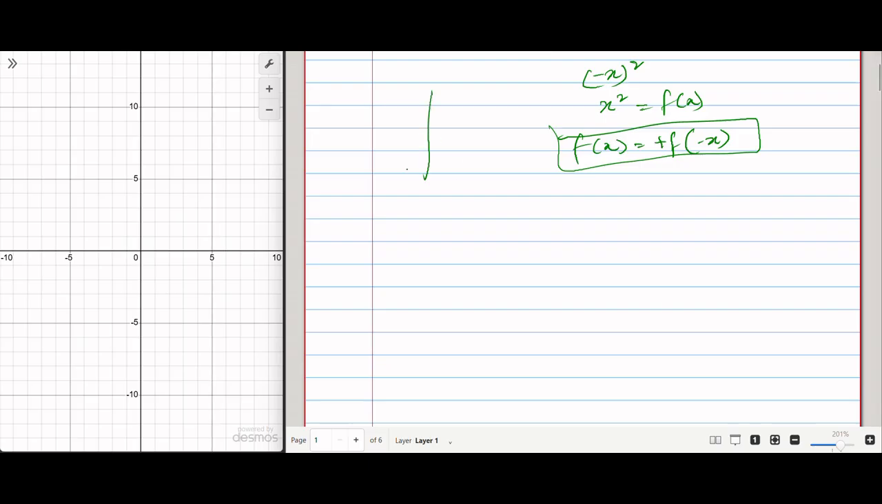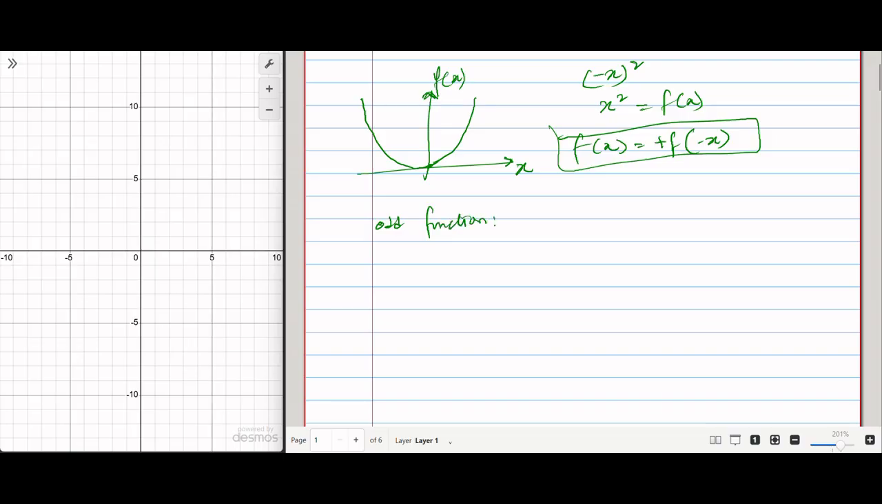If you plot an even function and reflect it on the y-axis, it looks identical. For example, if this is the x square function on the positive x-axis, then we just need to reflect this on the y-axis, so we get the behavior on the left side also, like that.